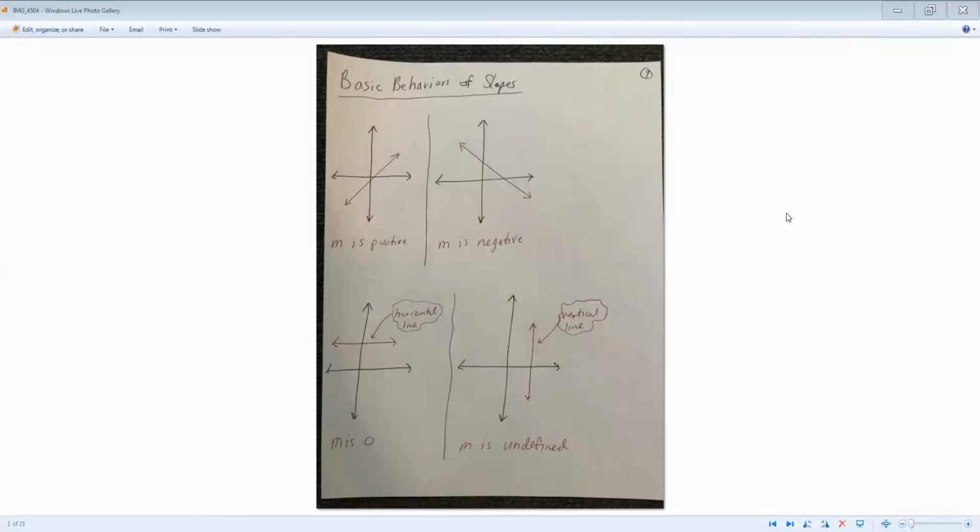This video discusses more on slopes. First, we're looking at the basic behaviors of the slopes. If you follow your graph going from left to right, if your graph rises, your slope is positive. From left to right, if your graph falls, your slope is negative. If you have a horizontal line, your slope is 0. Vertical line, your slope is undefined.